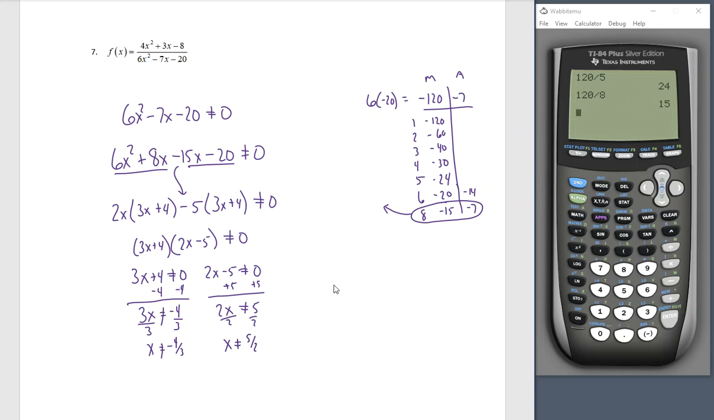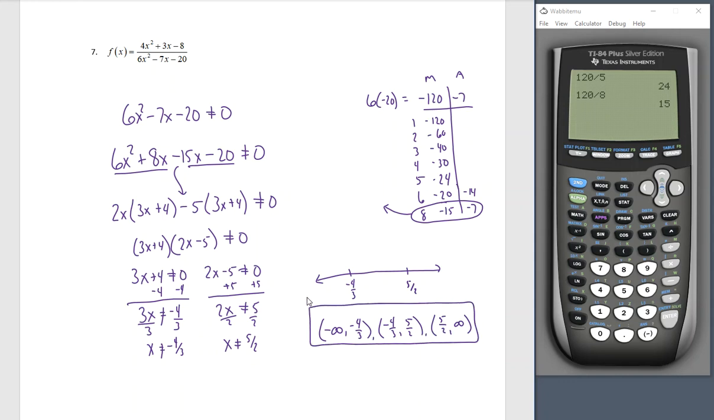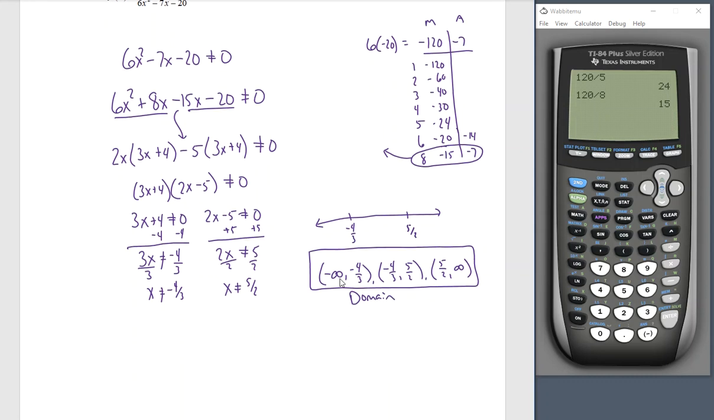Now I know my negative comes first on my number line, right? Negatives, it's always smaller to larger. So I'm going to put them here in general reference. So I know my interval will be from negative infinity to negative 4/3, from negative 4/3 to 5/2, and then again from 5/2 to infinity. That is our domain. Remember, that's all we're looking at in this particular section, the domain of rational functions.